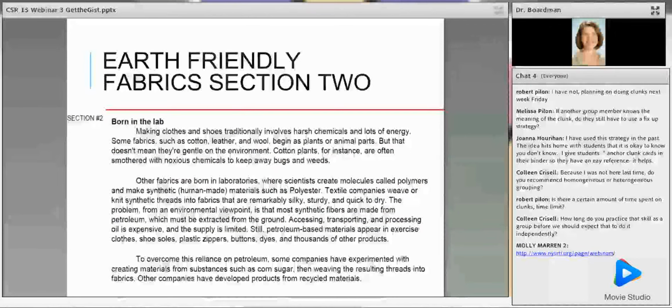And I hate to keep reading to you, but I'm just not sure how else to make sure we're all on the same page before we watch the kids get the gist. So I'll just go ahead, if you don't mind, and read it to you.